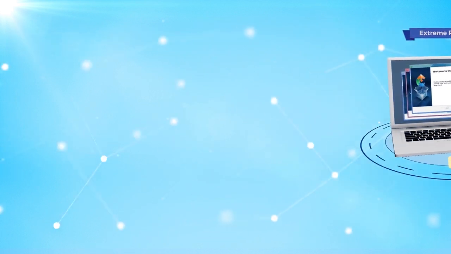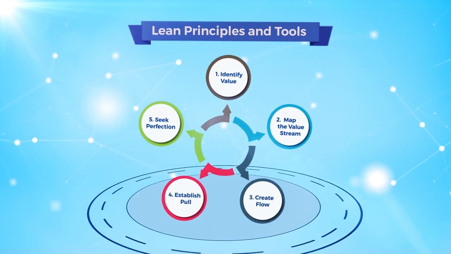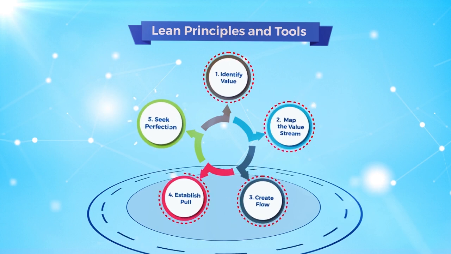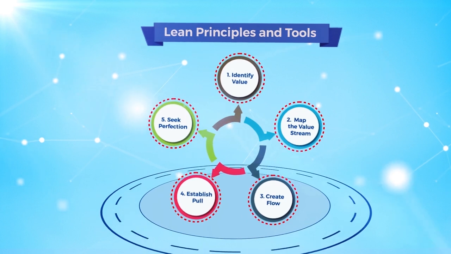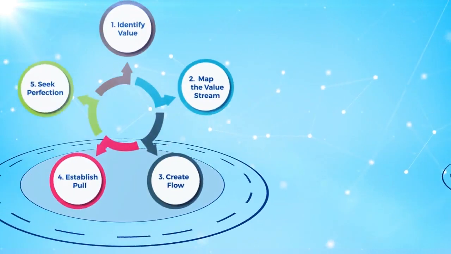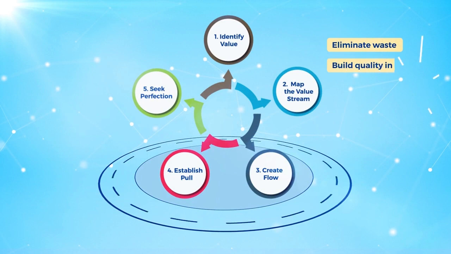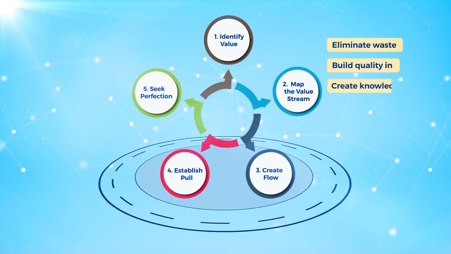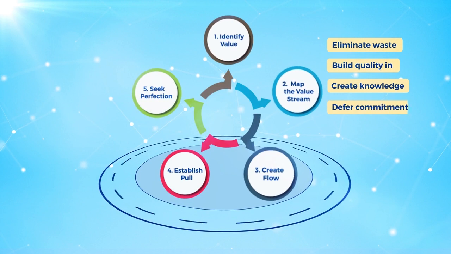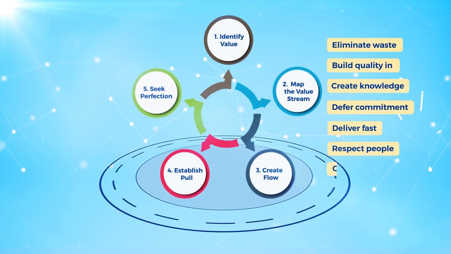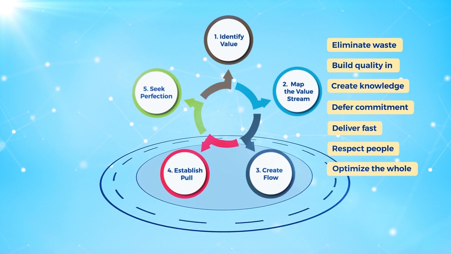Lean principles and tools are another approach to Agile project management. Lean principles and tools don't prescribe specific development methods, but instead provide guidelines for streamlining the development process. The guidelines are driven by 7 key principles to accomplish this: eliminate waste, build quality in, create knowledge, defer commitment, deliver fast, respect people, and optimize the whole.